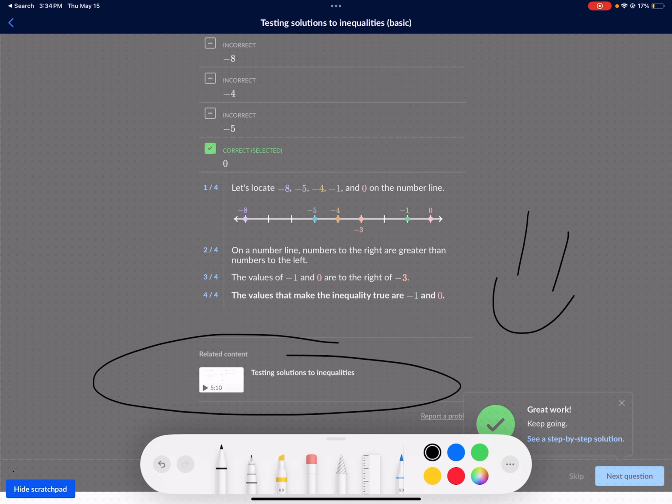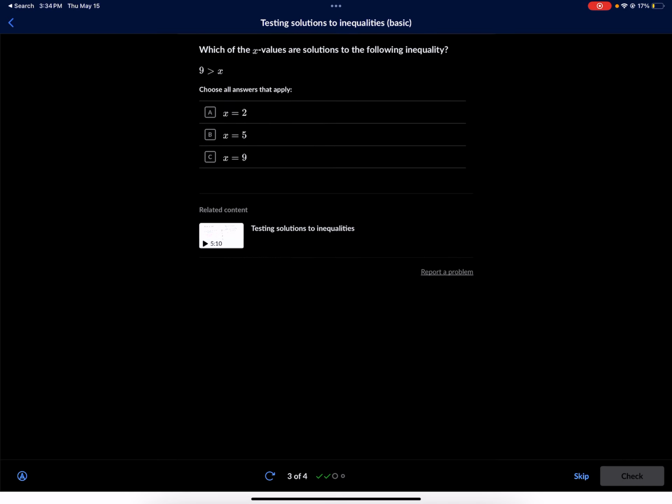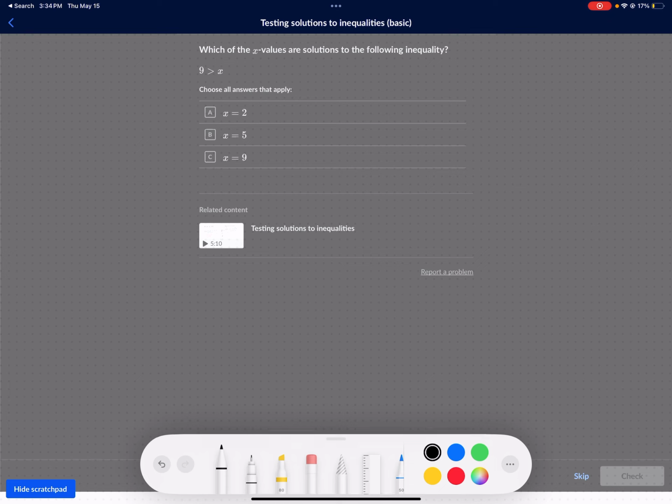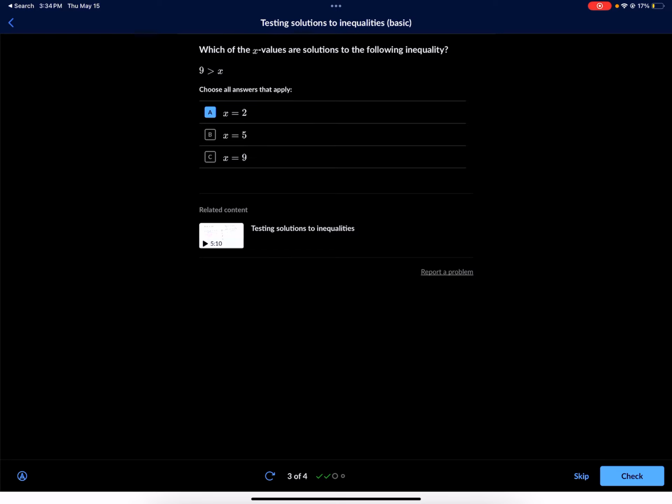Okay, next problem. Which of the x values are solutions? So we want to find where x is less than 9, because 9 is greater than x is the same way of saying x is less than 9. So we want to find a number that's less than 9. Well, we know it's not 9 because 9 and 9 are equal. And 2 is less than 9 and 5 is less than 9. So it's A and B.